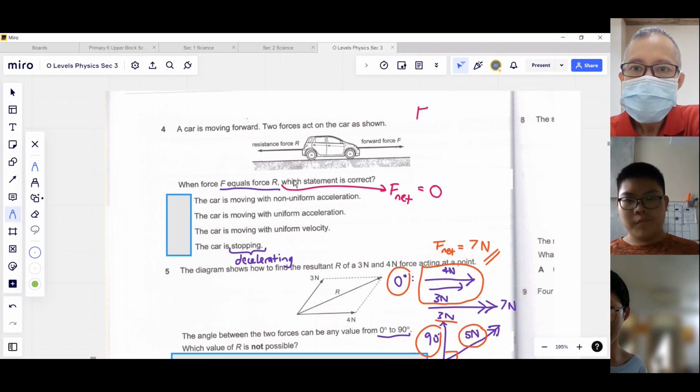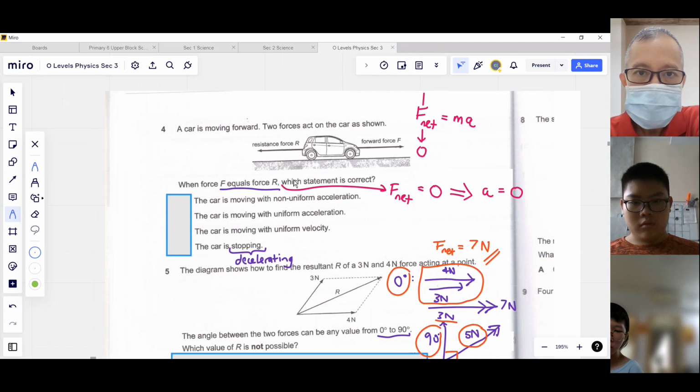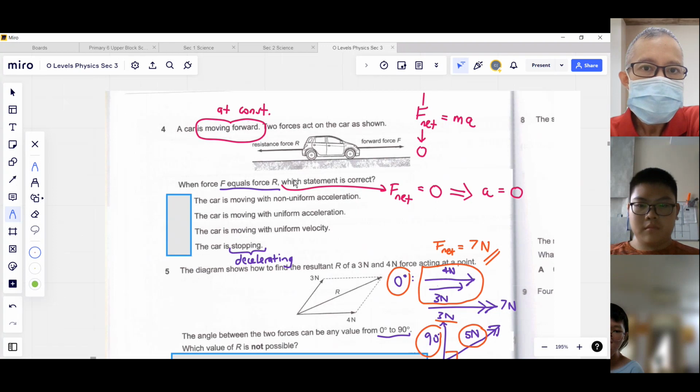And remember the formula I told you just now? If this is 0, that also implies acceleration is 0. But it is still moving forward. How can that be possible? The only possibility is moving forward at constant velocity.